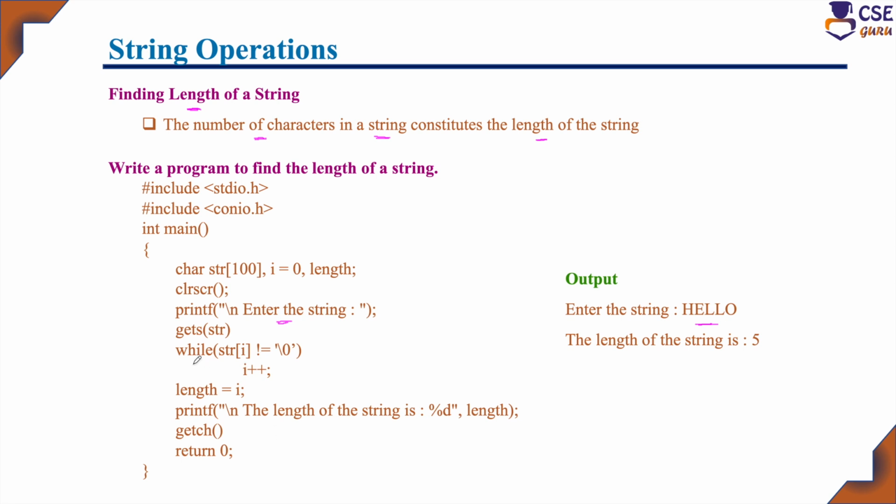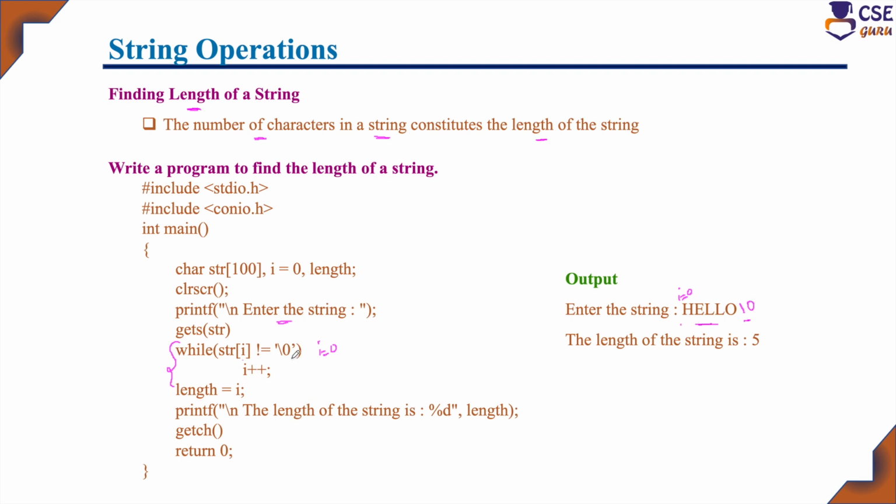And using this while loop, we need to check whether str[i] is not equal to \0. The i value is 0 first. So, here the i value is 0. That should be not equal to \0 because the last character in the string is always the null character. When it has reached the null character, the string comes to an end. That is the meaning.